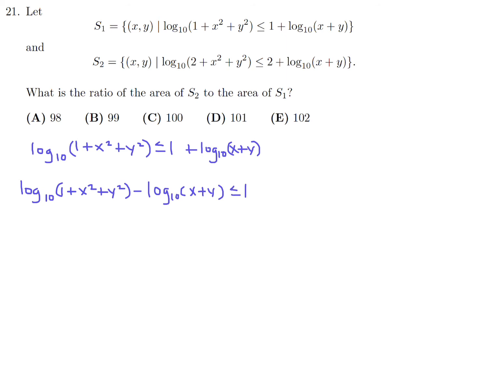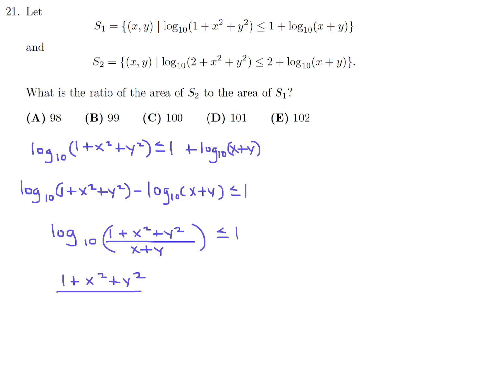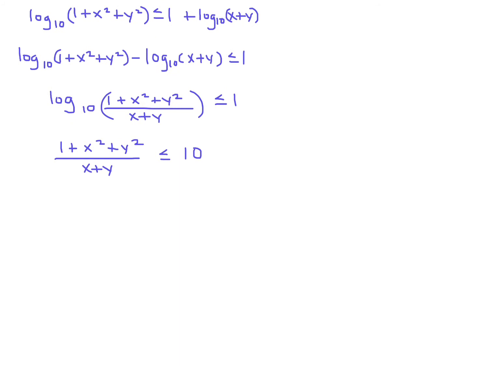The log rules state that if you have this type of subtraction, you can divide them. So it becomes the log base 10 of 1 plus x squared plus y squared divided by x plus y is less than or equal to 1. Then 1 plus x squared plus y squared all over x plus y is less than or equal to 10 to the power of 1, which is 10. The log is gone, so we can just use the numbers.